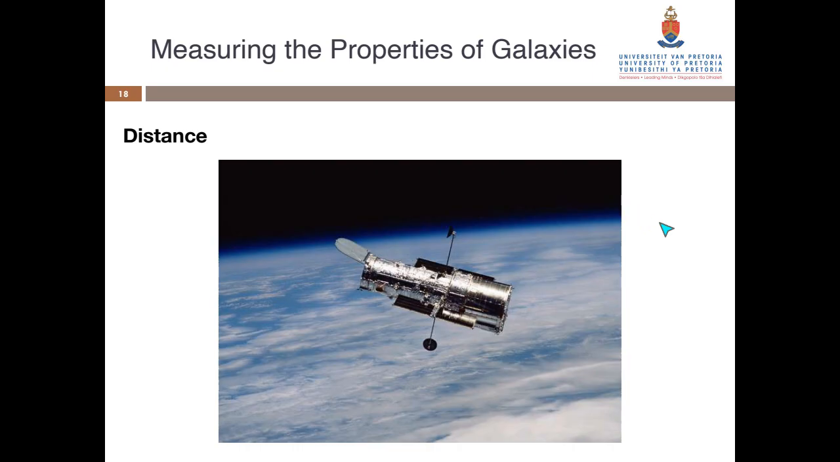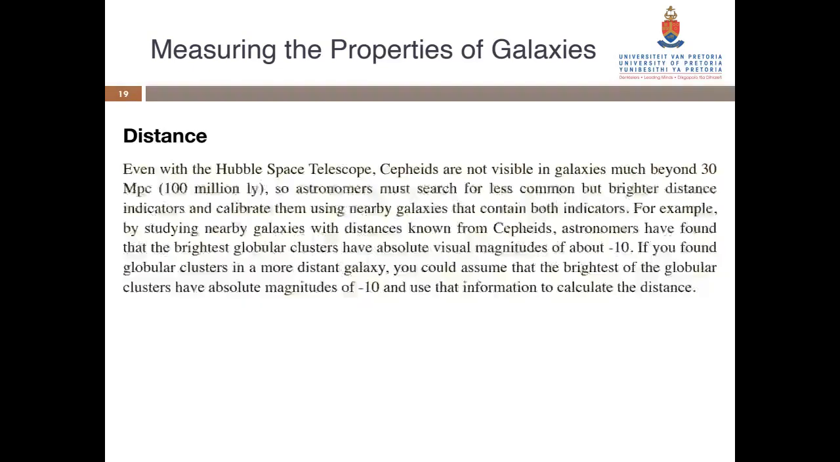Do you know which space vehicle or telescope this is? Yes, that is the Hubble Space Telescope. One thing the Hubble does is look at Cepheid variable stars, but these stars are not visible in galaxies much beyond 30 megaparsecs. So astronomers search for less common, brighter distance indicators and calibrate them using nearby galaxies that contain both indicators.